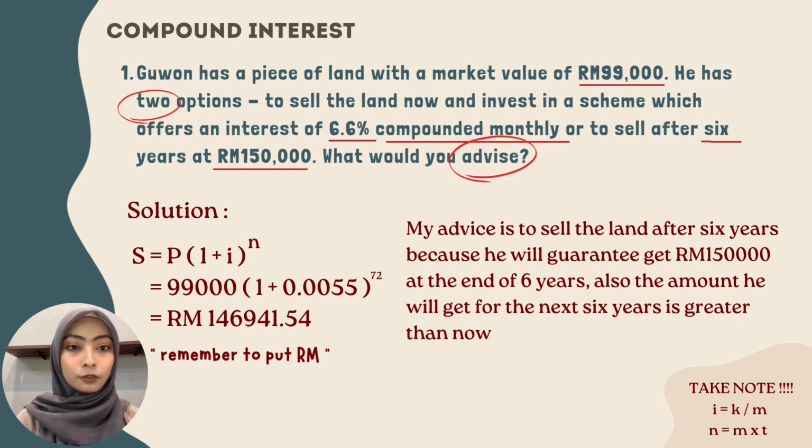We have to compare the future value of the investment with 150,000 and decide which option is more beneficial. As you can see, the solution for the first option is very different compared to the second option. So the question is, how will you advise? My advice is to start the bank deposit after 6 years because he will be guaranteed to get 150,000 at the end of 6 years. Also, the amount he will get for the next 6 years is calculated now. The conclusion is that this example demonstrates the importance of calculation and decision making when evaluating financial options. Understanding compound interest helps us make informed decisions for the best outcome.